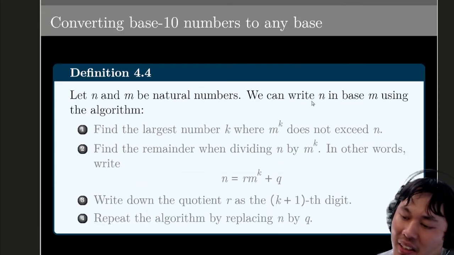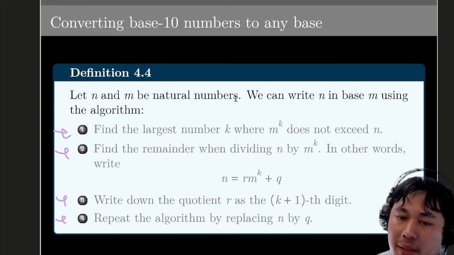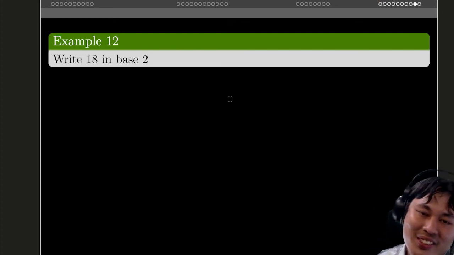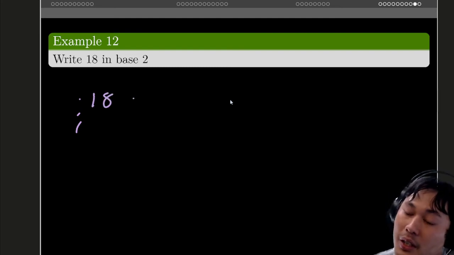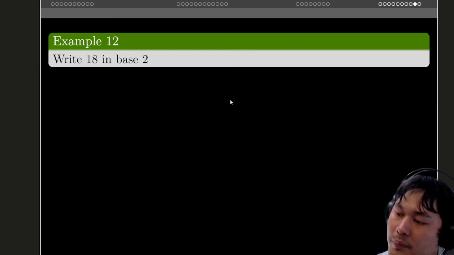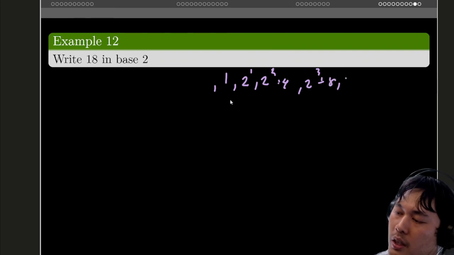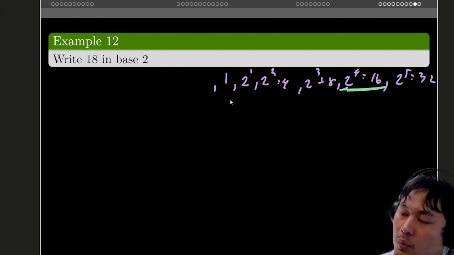But there's still some fixed algorithm to attempt that. For instance, the question is short, right? Write 18 in base 2. So you first list what the possible digits in base 2 are. You will have 1, 2 to the 1, 2 to the 2, which is 4, 2 to the 3, which is 8, 2 to the 4, which is 16, 2 to the 5th, which is 32. And then you see that's the base we can divide.